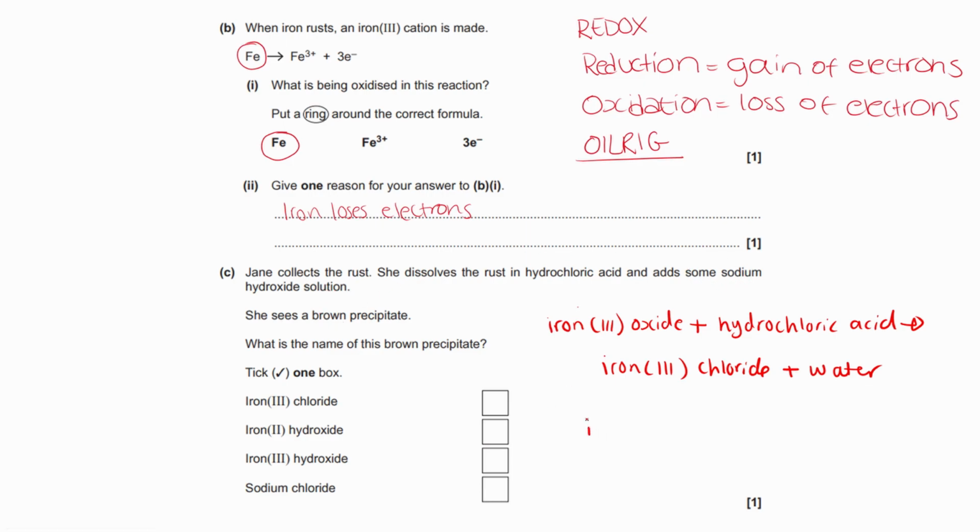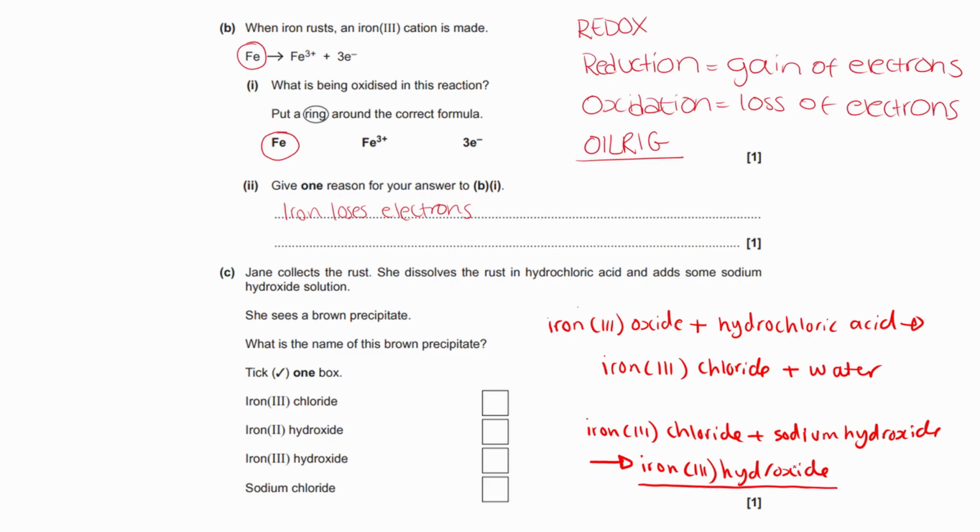So iron chloride plus sodium hydroxide, there's not enough space, so this should actually be a single line. We have an arrow. This is a displacement reaction. So iron chloride reacts with sodium hydroxide to produce iron hydroxide and sodium chloride. So we have iron 3 hydroxide produced and sodium chloride. But we're only interested in this product. This is the brown precipitate that's forming.